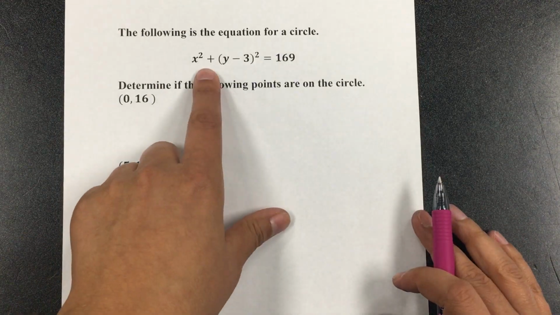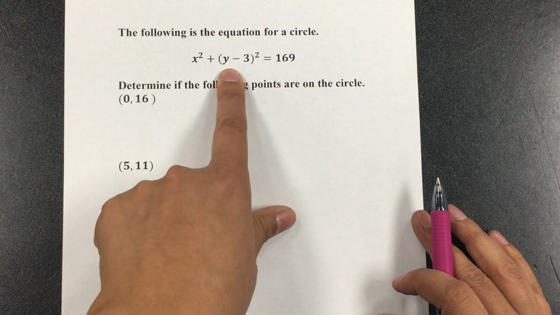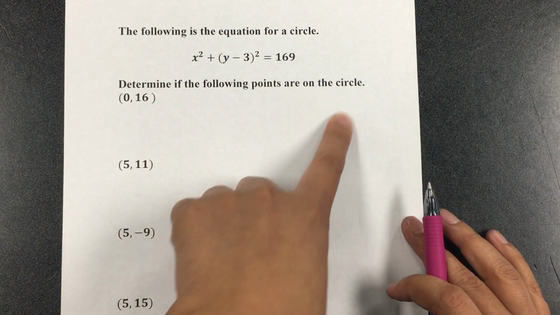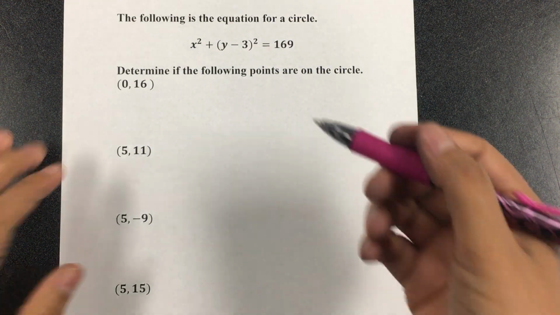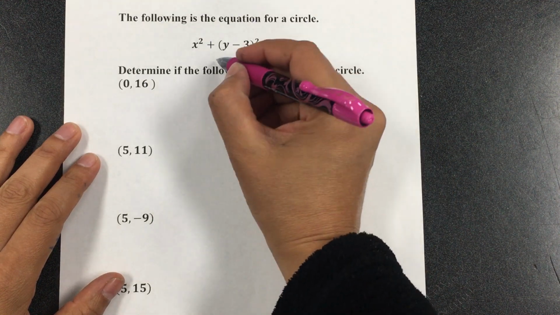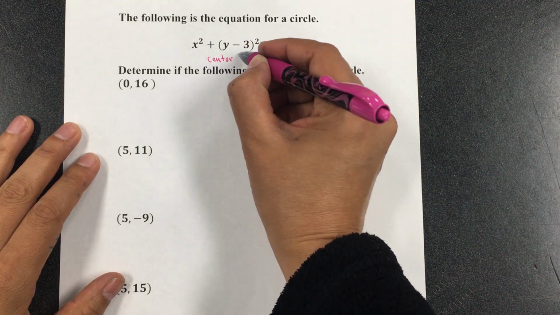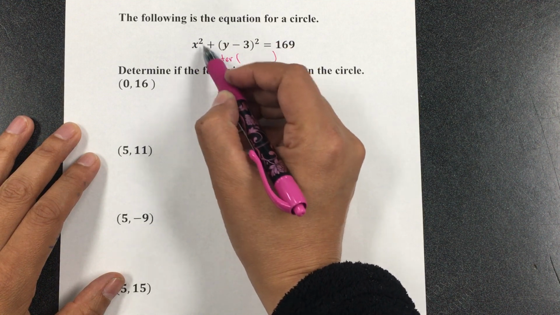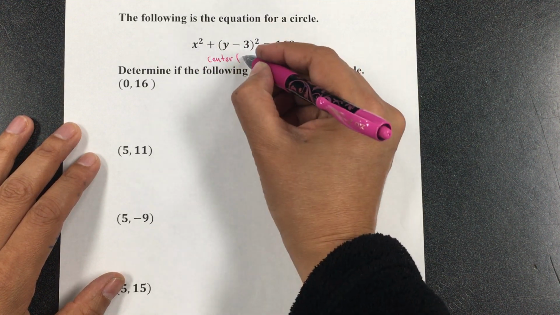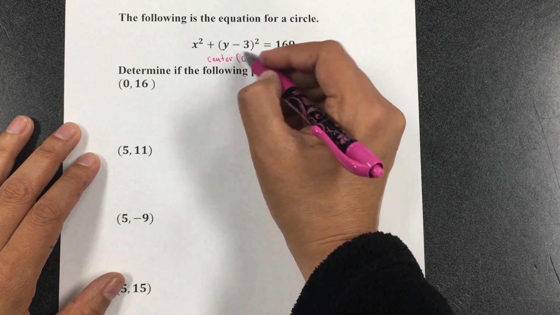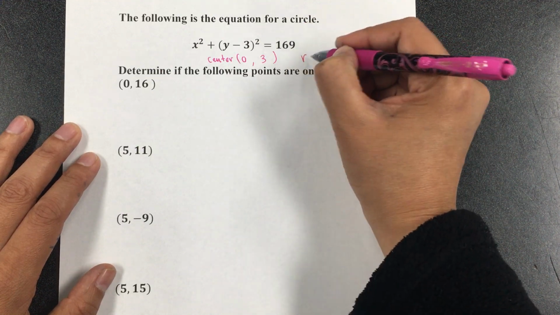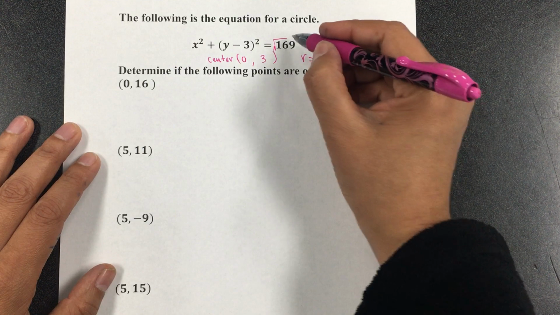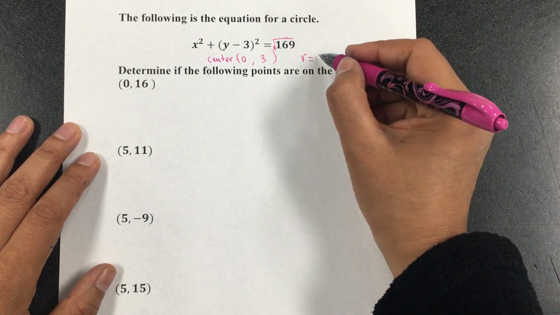The next equation is of a circle. It says the following is the equation for a circle. Determine if the following points are on the circle. And I know this is not required for the homework, but if you remember, to find the center, you found the opposite of whatever was being subtracted or added to x, and here there is nothing, so it's 0. The opposite of what is added or subtracted from y, so it's positive 3. And to get the radius, we would take the square root of the solution here, which is the square root of 169, which is 13.